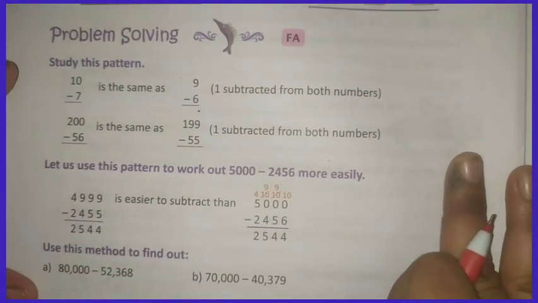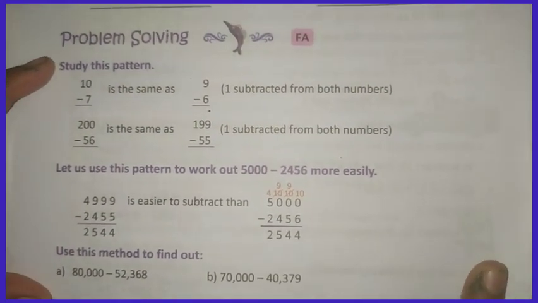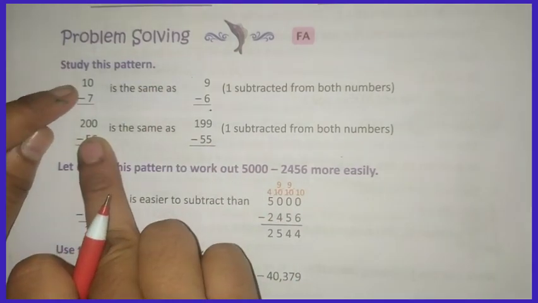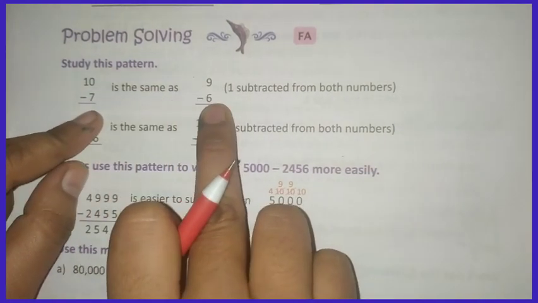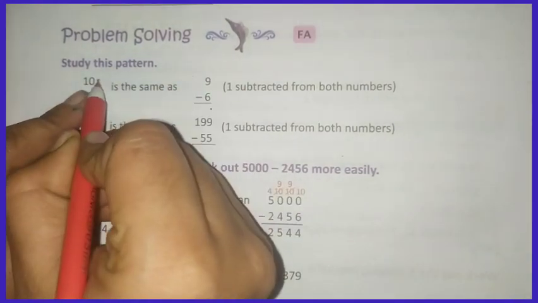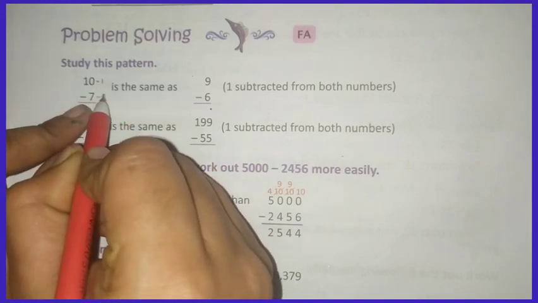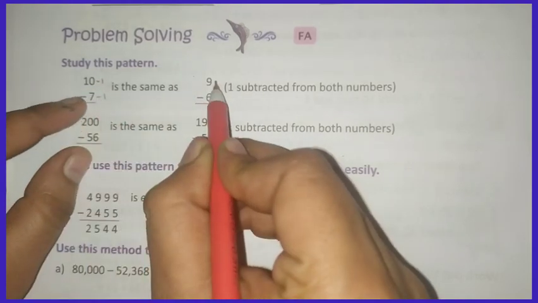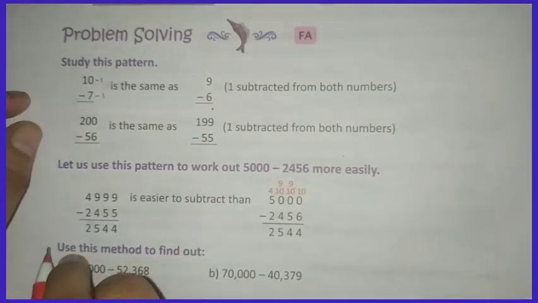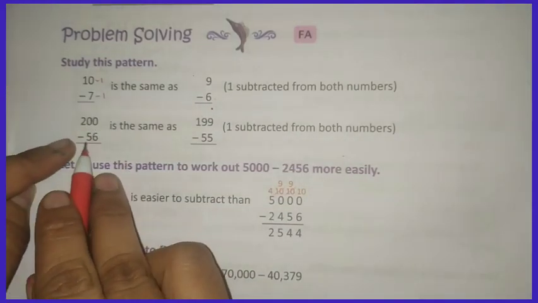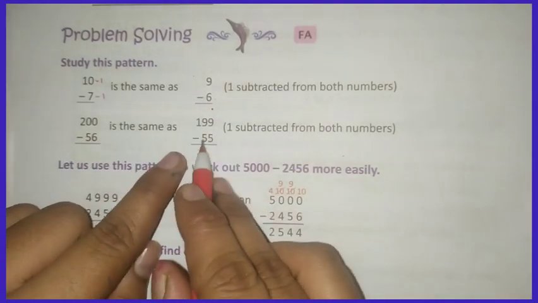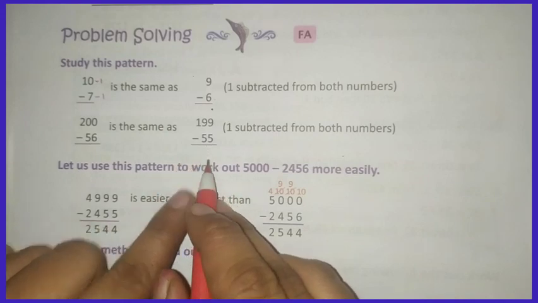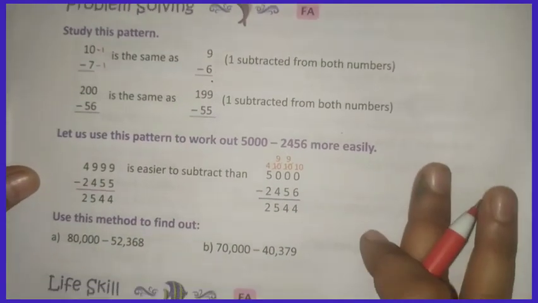Okay, now problem solving. Here, study this pattern. 10 minus 7 is the same as 9 minus 6. From 10 we are subtracting 1 and from 7 we are subtracting 1, so we will get 9 and 6. We will get the same answer. Like that only, 200 minus 56 is the same as 199 minus 55. Okay, look, same way here also.